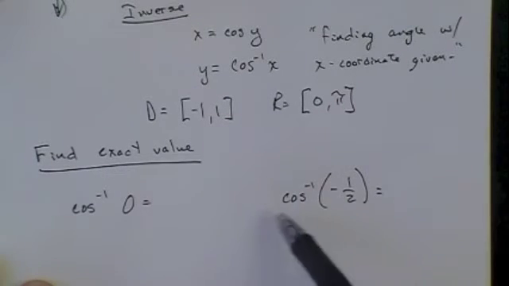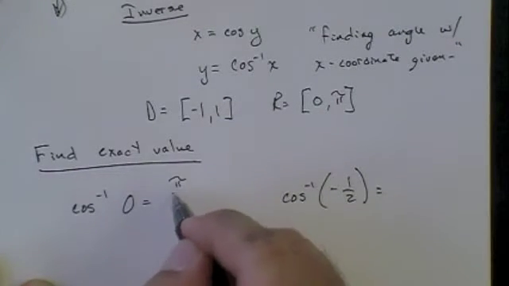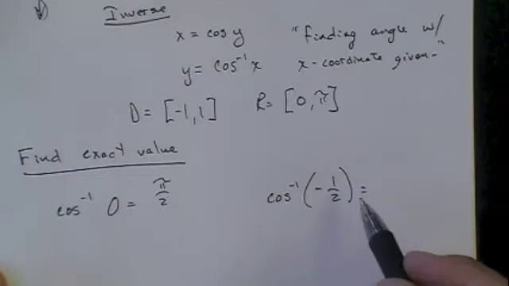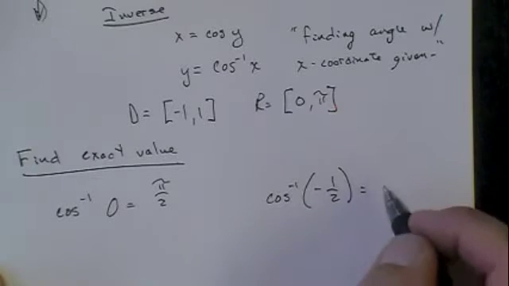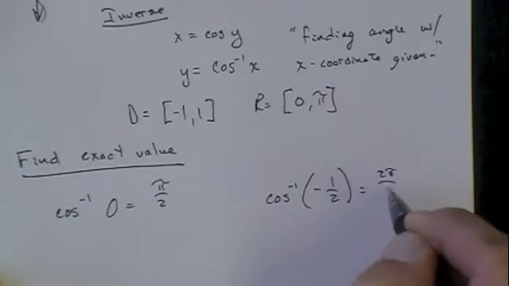So looking at the unit circle, if we go all the way to the top of that unit circle, right at pi over 2, that's where our cosine value is equal to 0. And if we go over into the second quadrant, we see that cosine is equal to negative 1/2 at 2 pi over 3.